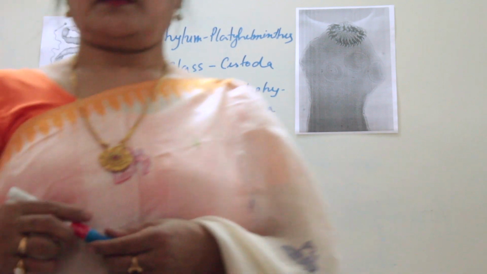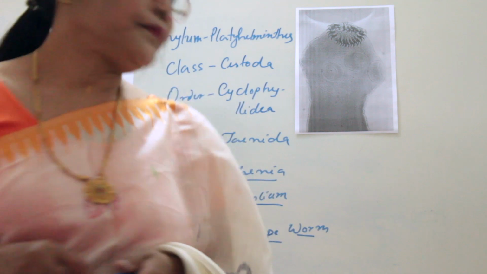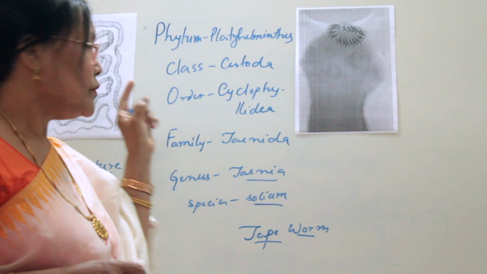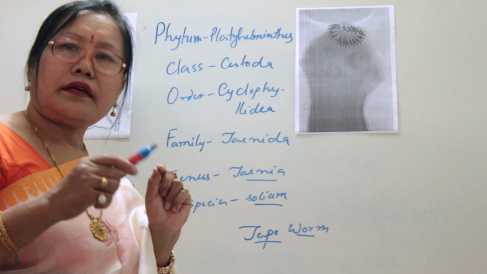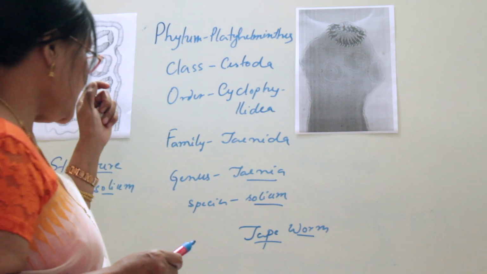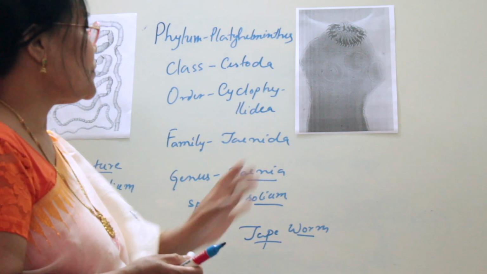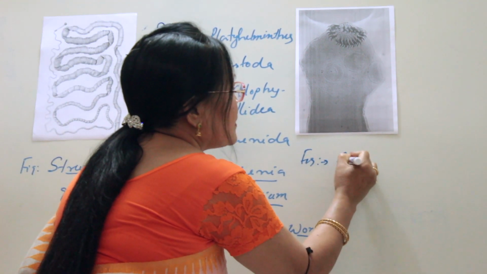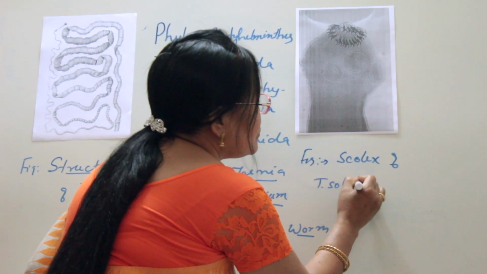So, the structure is mainly divided into three parts. The head, this is the head, and the neck, and the long portion which is known as the strobila. This is the whole structure of Taenia Solium, and this is the head or scolex of Taenia Solium.